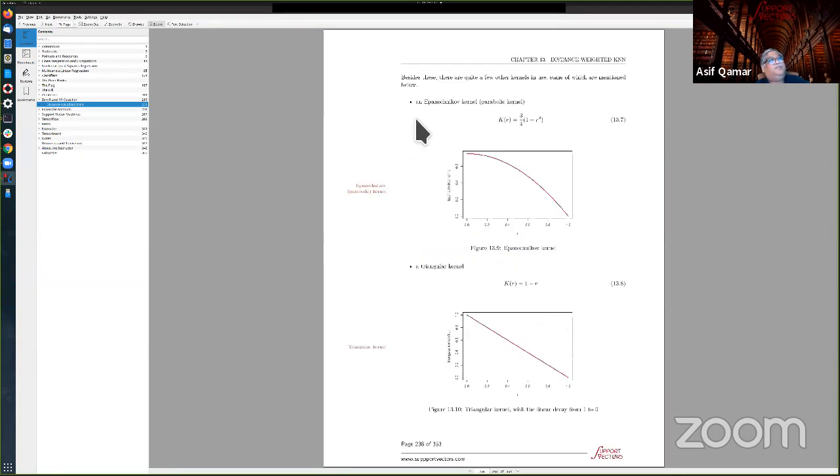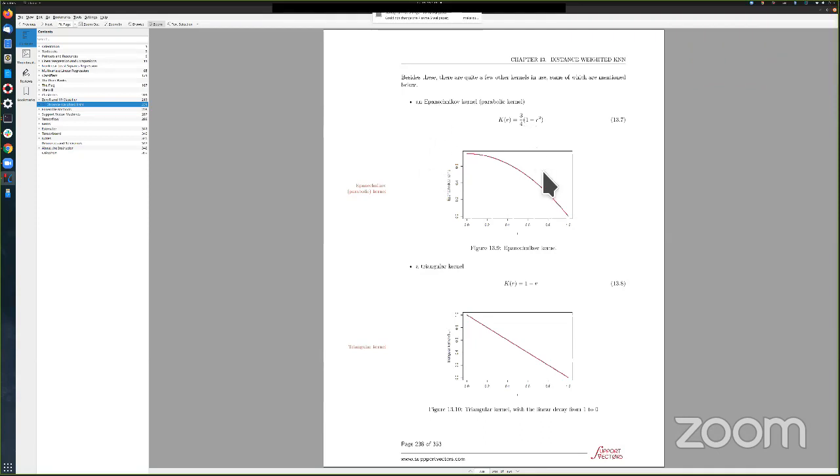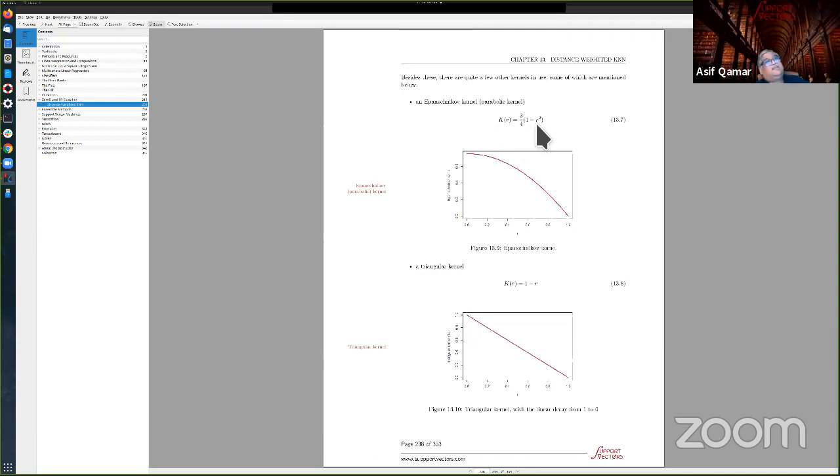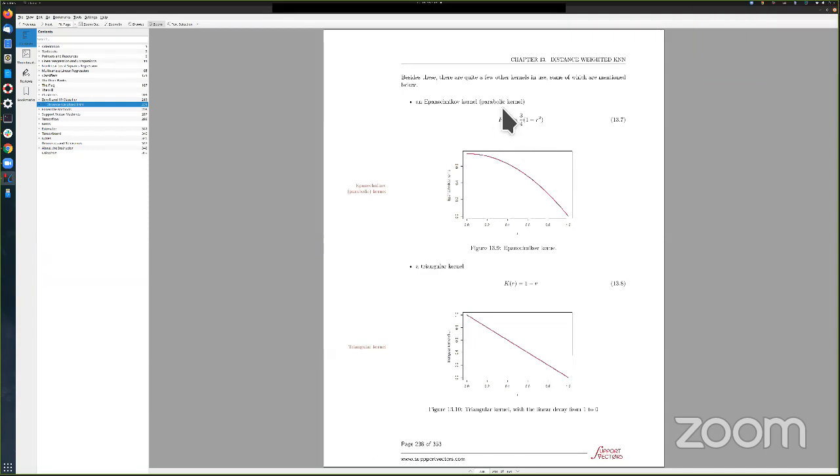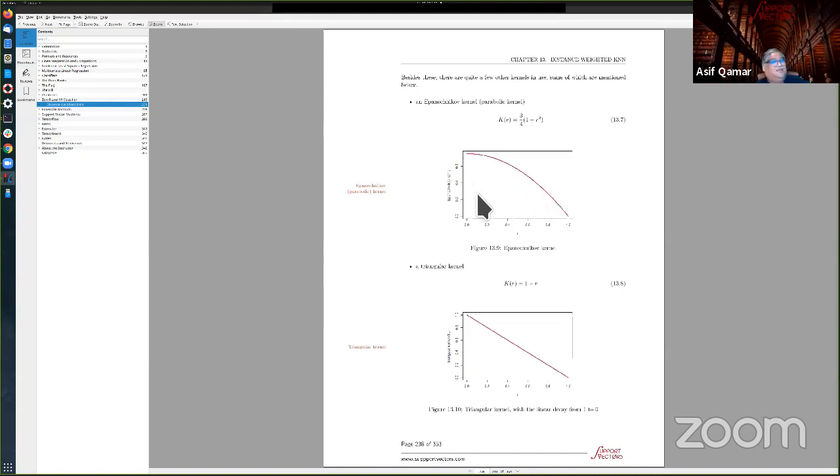This is called the parabolic kernel. It was associated with this gentleman, Epanechnikov. I never could get the pronunciation right. My apologies to this great Epanechnikov. So this is the parabolic kernel, and it's like this. Then a simple triangular kernel. It just goes like this, right?